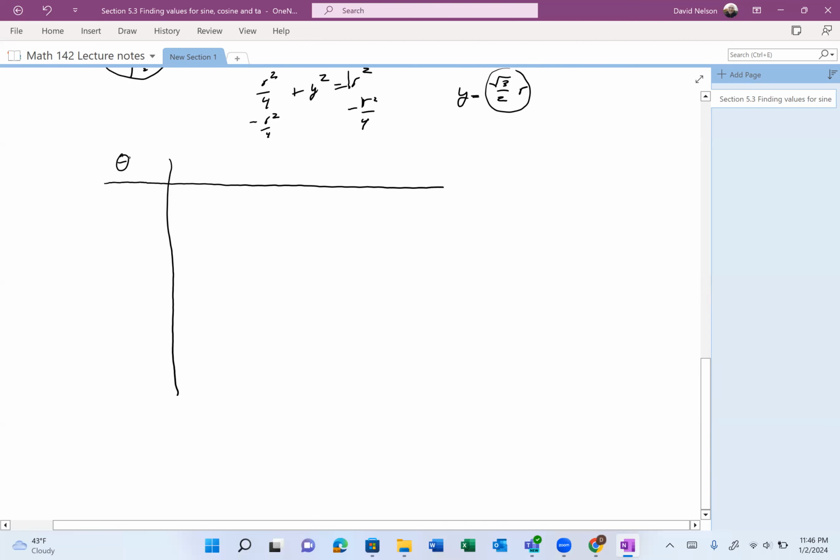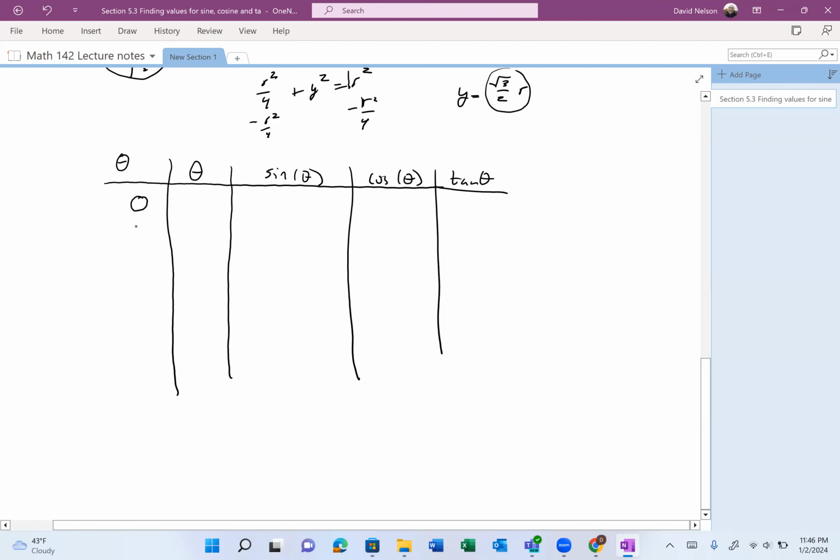The angle, I'm going to list the angle twice: the angle in degrees and the angle in radians. And I want to talk about the sine of theta, the cosine of theta, and the tangent of theta. And let's do 0 degrees, 30 degrees, 45 degrees, 60 degrees, and 90 degrees.